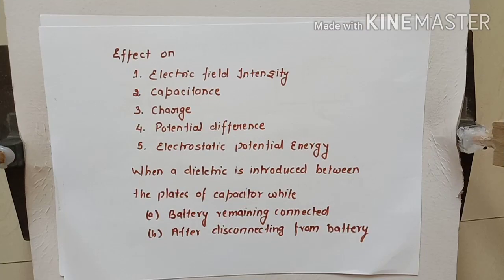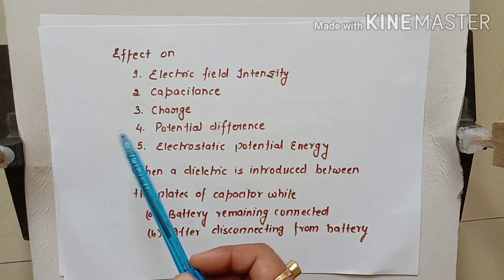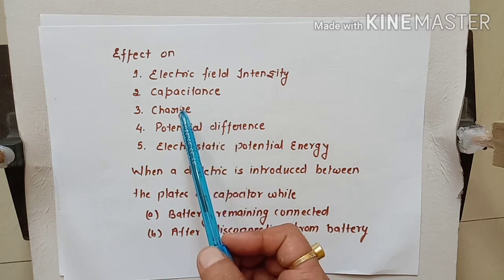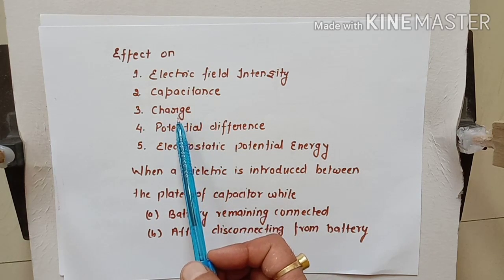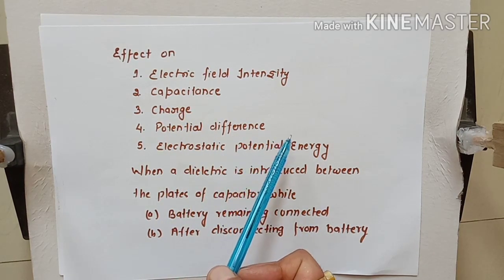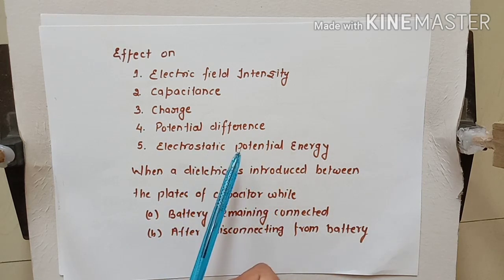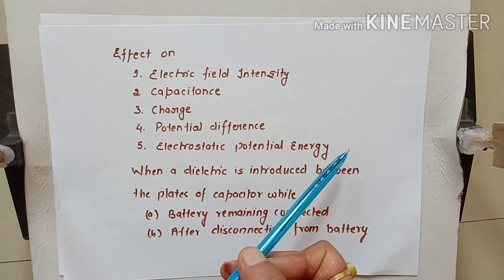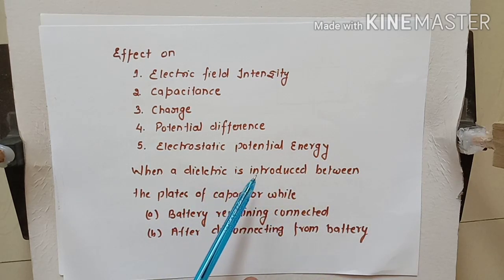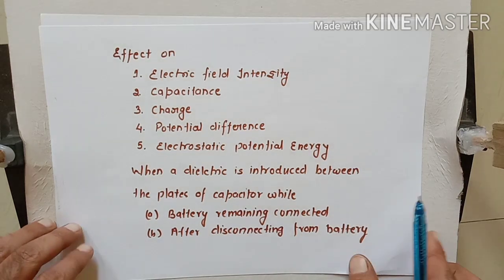Hello guys. Today we are going to see some applications on the topic capacitance. The application I had taken is the effect on electric field intensity, capacitance, charge, potential difference between the plates of the capacitor, and electrostatic potential energy stored between the plates of the capacitor when a dielectric is introduced between the plates, while in the first case the battery remains connected and in the second case after disconnecting from the battery.